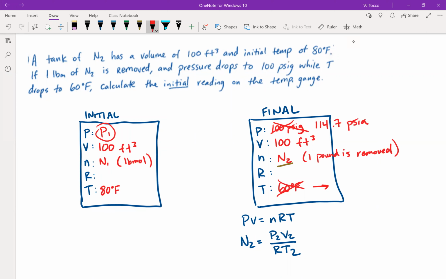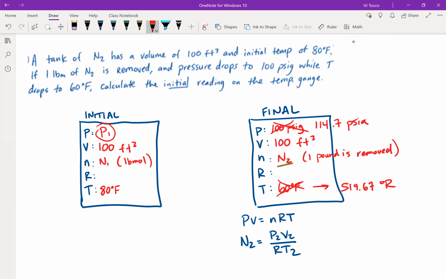So 60 Fahrenheit is equivalent to 519.67 degrees Rankine. Remember that Rankine is the analog to Kelvin, but for the Fahrenheit scale. So degrees Rankine is a temperature in absolute scale based on Fahrenheit.